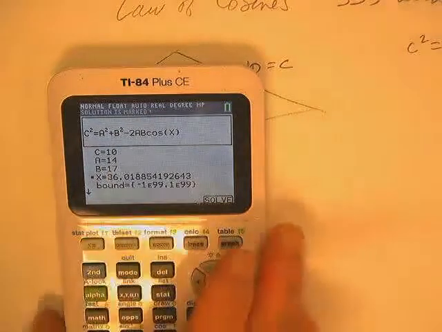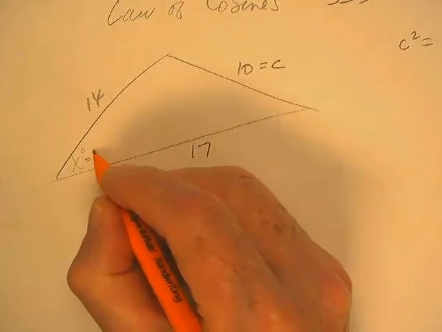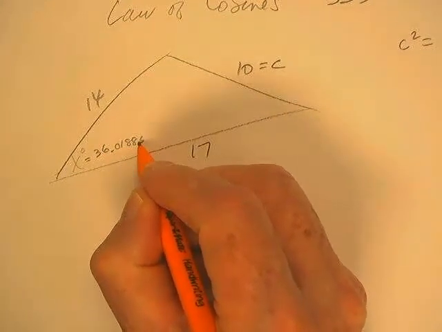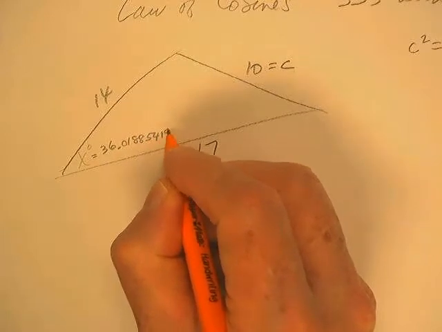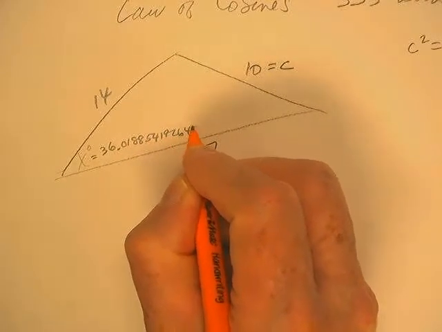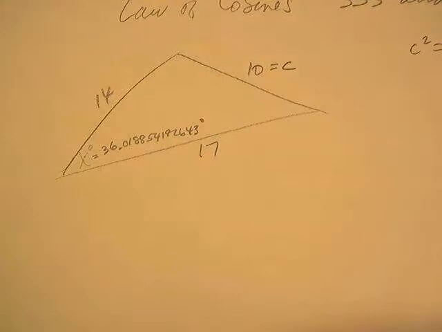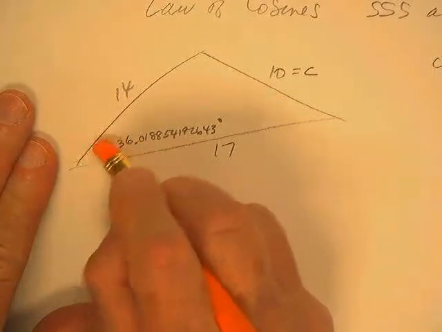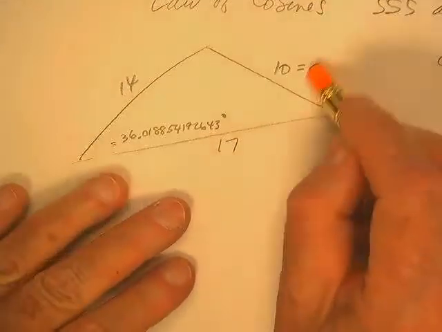Now in my class, I don't let them round. So this angle is 36.018541926... degrees. Okay? Because X is always across from C. Well, guess what? I got two more angles to find.